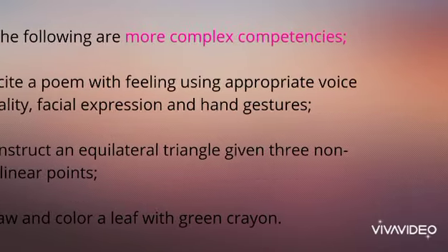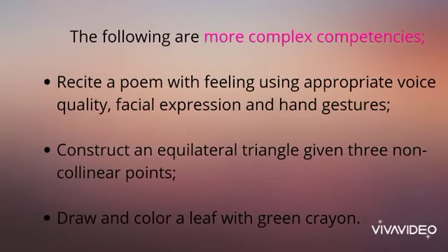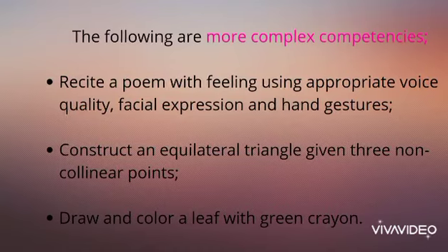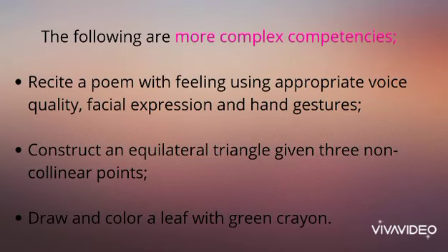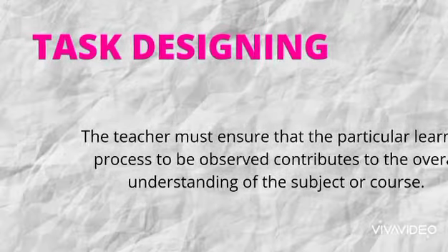The second competency is the complex competency. The complex competency have three types also. The first one is recite a poem with feeling using appropriate voice quality, facial expression, and hand gestures. The second one, construct an equilateral triangle given three non-collinear points. And lastly, draw and color a leaf with a green crayon.